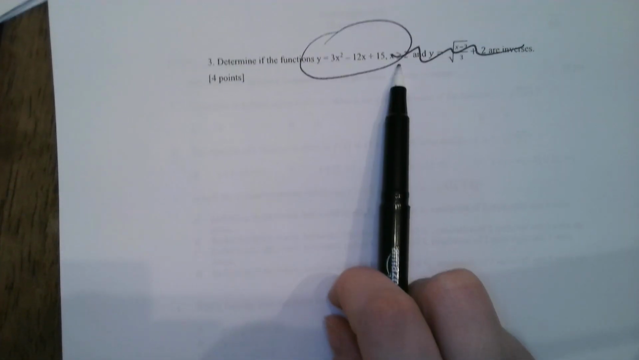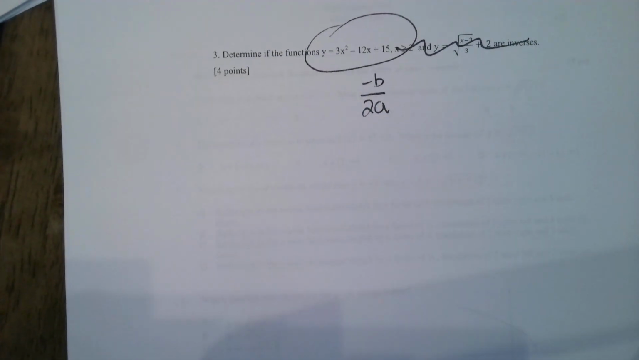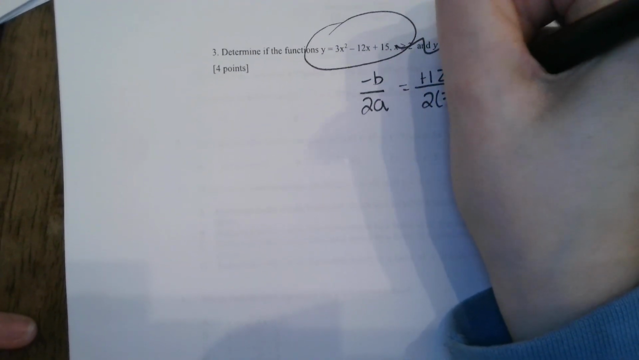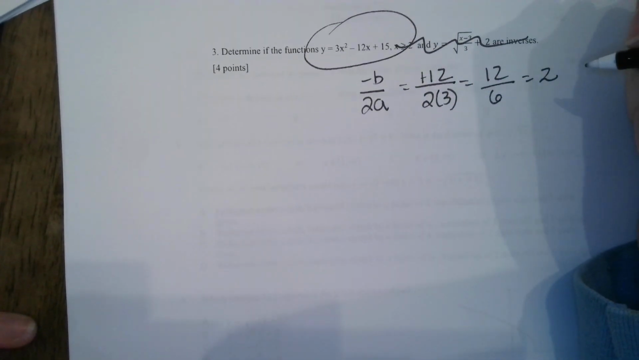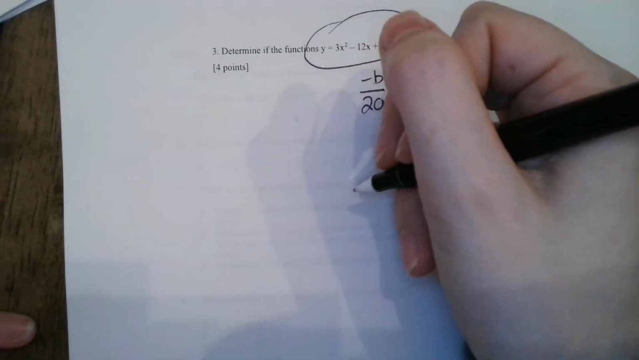You could complete the square. That's what the answer key does. Completing the square isn't an outcome in this course, so you could just do negative b over 2a to find your points, and then change it to vertex form like that. So negative b over 2a, negative negative 12 is positive 12 over 2 times 3. 12 over 6 is 2. All happy with that? Find your y component then.